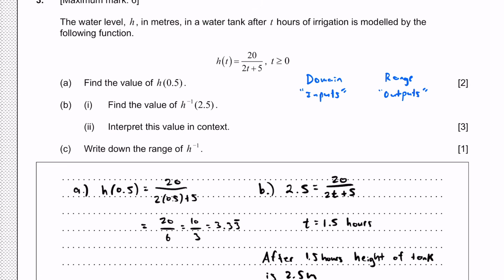So once again, when we're talking about our normal H of t, domain is a set of inputs, range is a set of outputs. Our inverse reverses things. This inverse value says, here's the output, what's the input? So the range of H inverse is not the range of our normal function. Since the inverse reverses things, the range of our inverse is actually the domain of our original function, and that is the inputs. So what are the set of possible inputs for this function? Well, that's t is greater than or equal to 0. And that's the answer for part C.